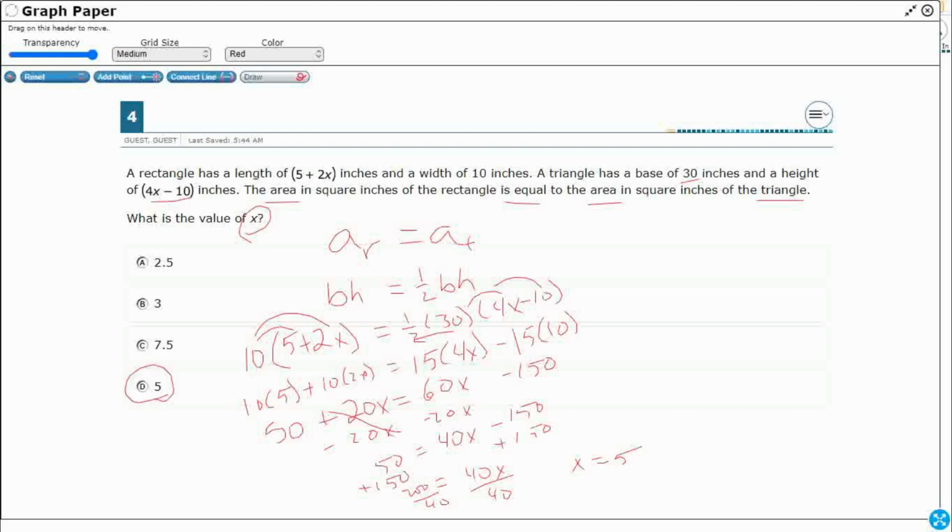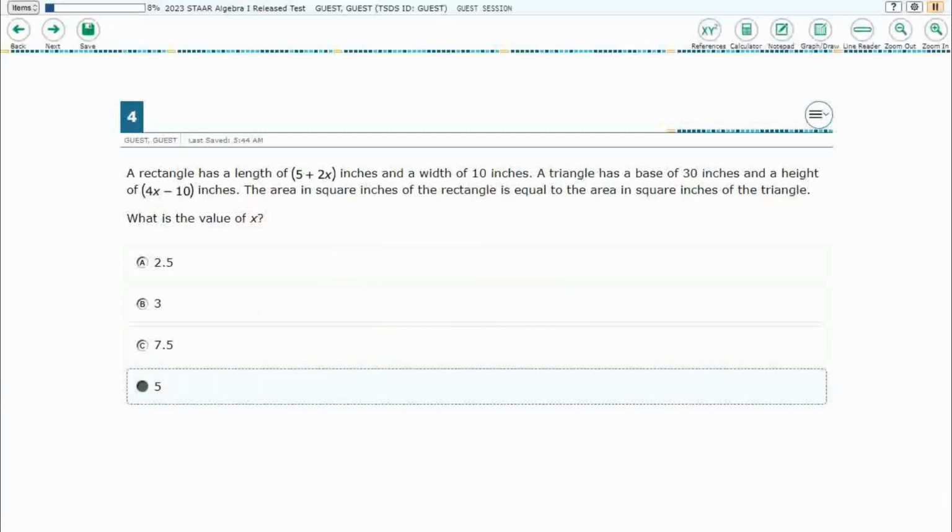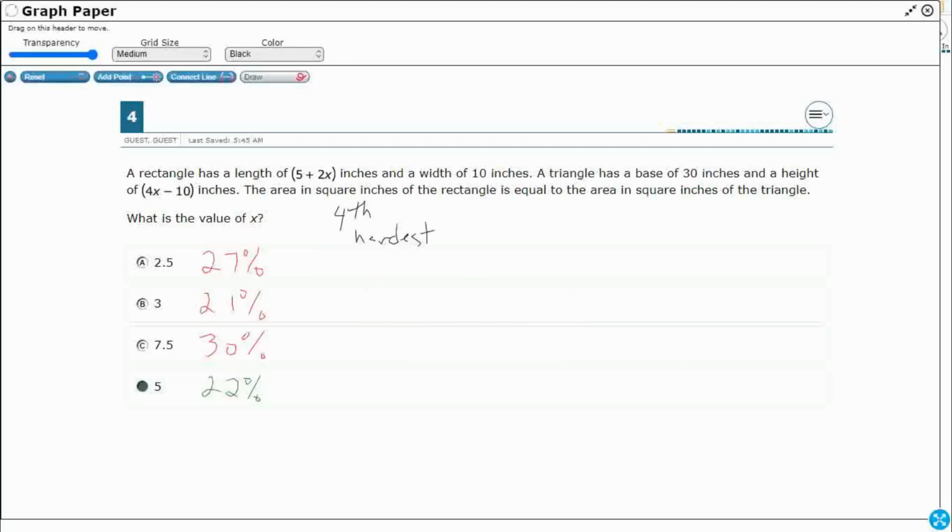My answer here is D, and let's see how we did across the state of Texas. So this was the 4th hardest question in the entire test. Take a look. Only 22% of the students got it correct. And this is a multiple choice. We're not even talking about a new item type. Those are kind of difficult as well.